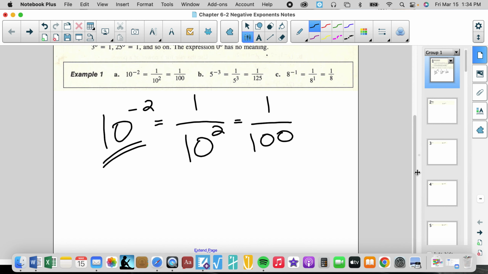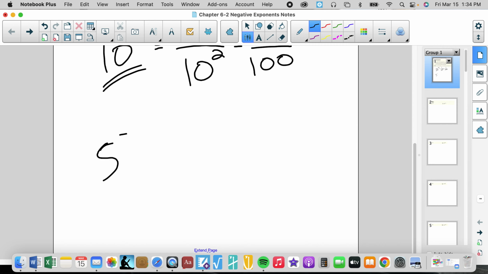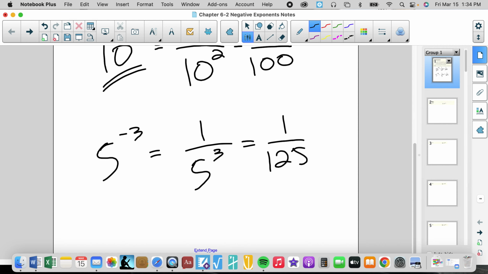We look at the next example again. 5 to the negative 3, we can't simplify negative exponents, so we put the base, which is 5, and its exponent, which is 3, in the denominator, and we're changing the sign of the exponent. 5 to the third is 125 in the denominator, and we get 1 over 125.